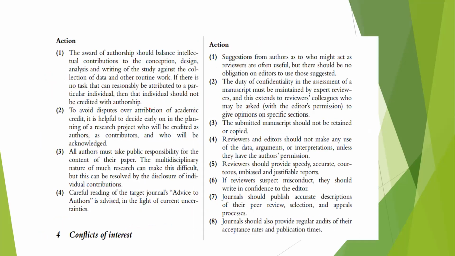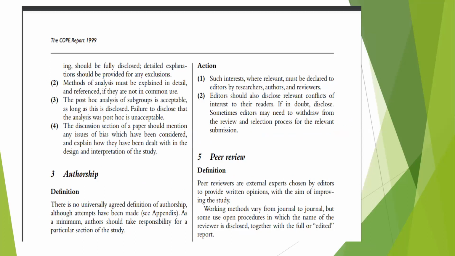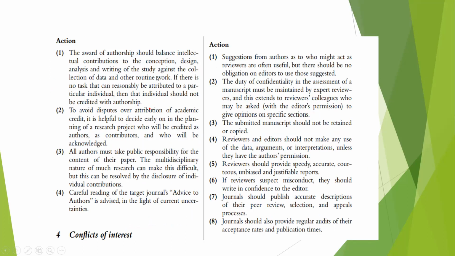This all you must specify. Then in case of authorship, the authorship should be balanced. You all know that there are ghost and guest authors that should not be there, right? And it should be balanced as per the work done by the scientist. Then to avoid disputes, obviously you have to decide everything previously, and then submit the author list and the research paper as per the consent of all the contributors. Then all the authors must take public responsibility for the content of the paper. It is not like it is the responsibility of only the first author or the last author, the guide. It is the responsibility of every author.